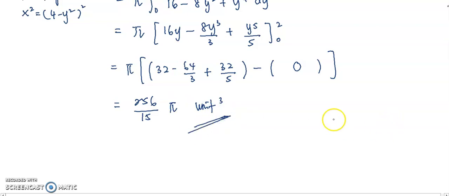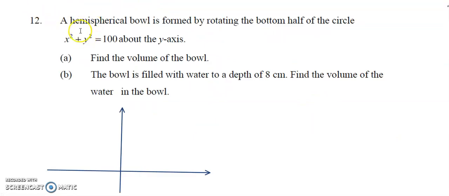Let's move to the next question. Alright, let me read out the question first. A hemispherical bowl is formed by rotating the bottom half of the circle x squared plus y squared equals 100 about the y-axis. Find the volume of the bowl. The bowl is filled with water to a depth of 8 cm. Find the volume of the water in the bowl.